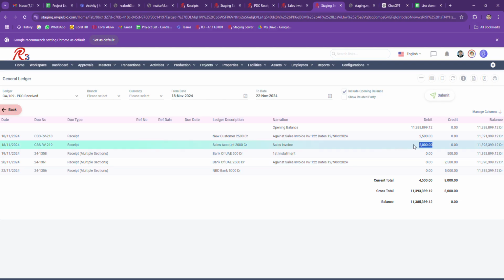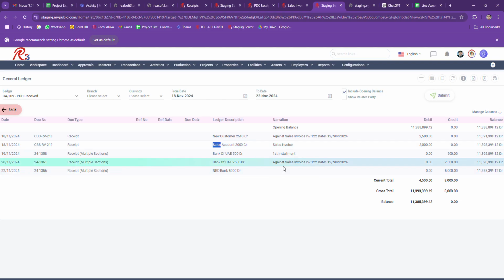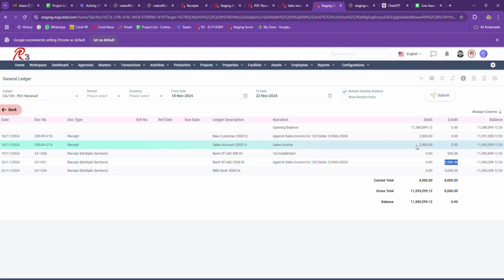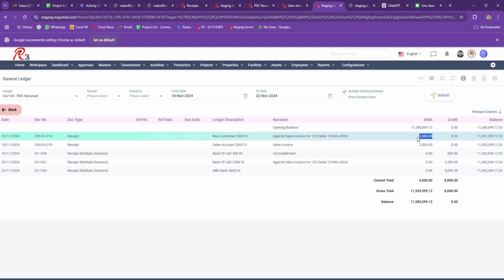See, this 2500 you can see here. You received it against one sales invoice. This receipt, okay? Understood now? And this 2500 again went to the bank. It's credited. It went to the Bank of UAE account, 2500. So here the Bank of UAE account is credited, and when you receive this one, it's debited. You understood, no?